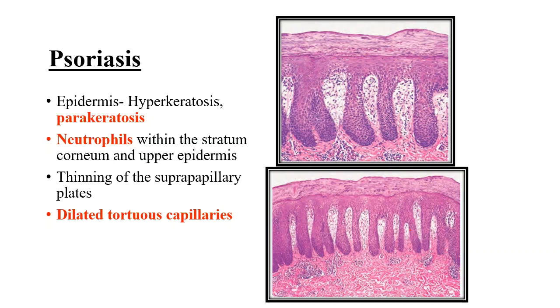Next is psoriasis. In this, the epidermis shows hyperkeratosis and parakeratosis, neutrophils within the stratum corneum and upper epidermis, thinning of the suprapapillary plates, and dilated tortuous capillaries. Now this is a picture of a well-developed plaque of psoriasis. Here we can see acanthosis with club-shaped rete ridges of even length, thin suprapapillary plates, absent granular layer, confluent parakeratosis with collection of neutrophils.